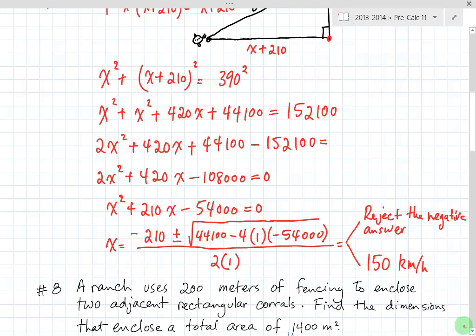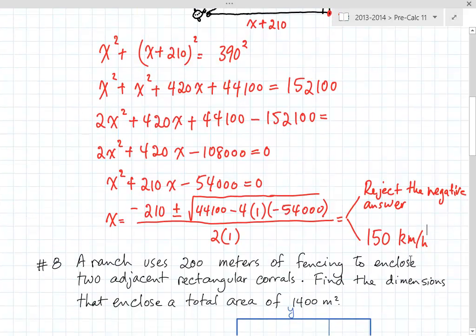Okay. Now question 8 of the same section, 6.5, right? So once you finish this, switch to that.